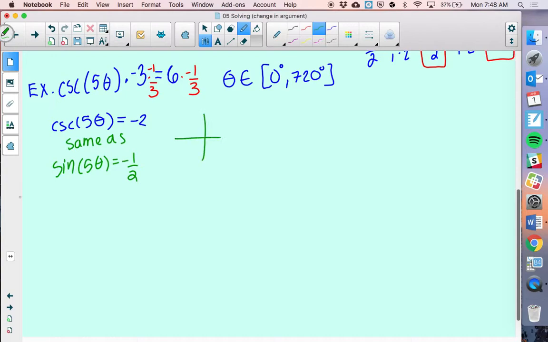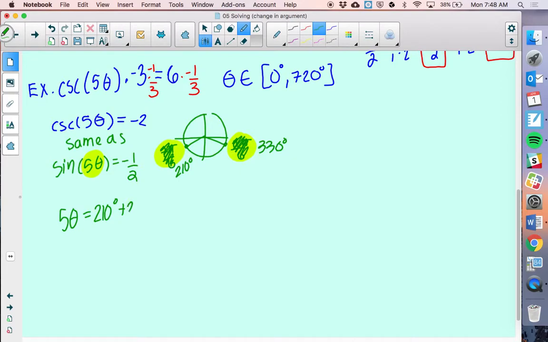And I want to think about where sine equals negative 1/2. So that happens here and here. So this is 7 pi over 6 and 11 pi over 6. So I'm going to set my argument equal to those quantities. So we'll have 5 theta equals, oh sorry, we're doing degrees, my bad. So this would be 330 degrees, and this would be 210 degrees. So 5 theta equals 210 degrees plus 360n, and 5 theta equals 330 degrees plus 360n.